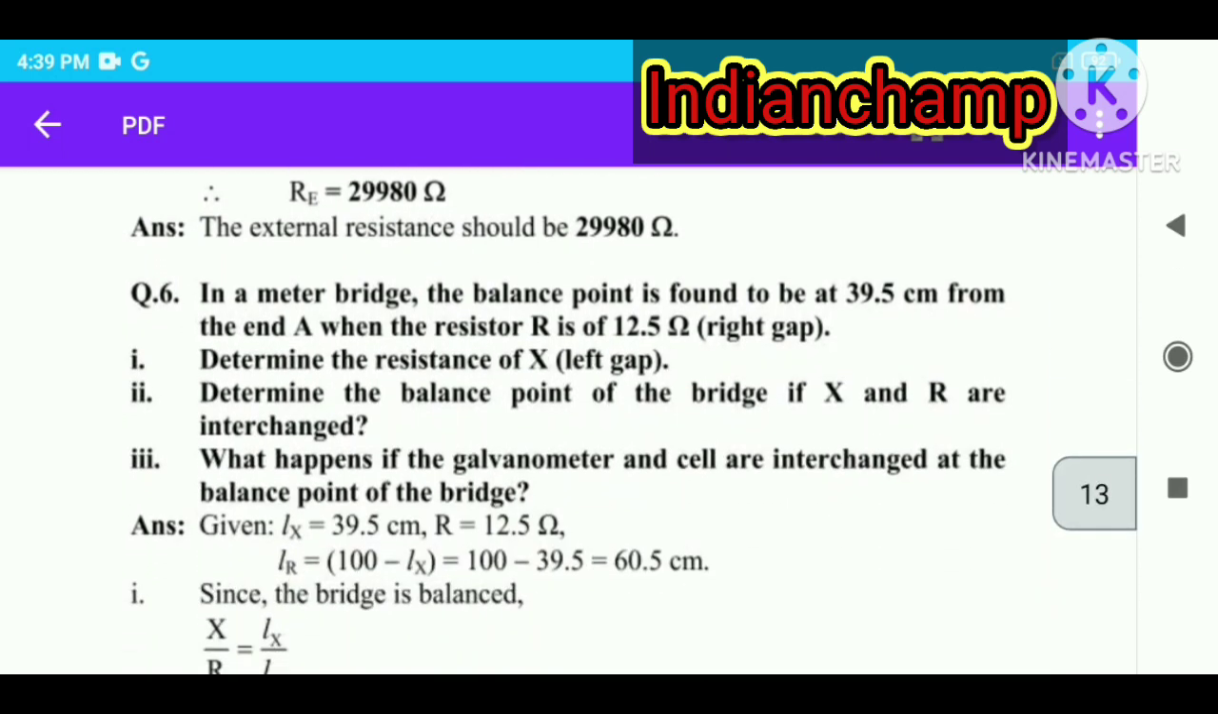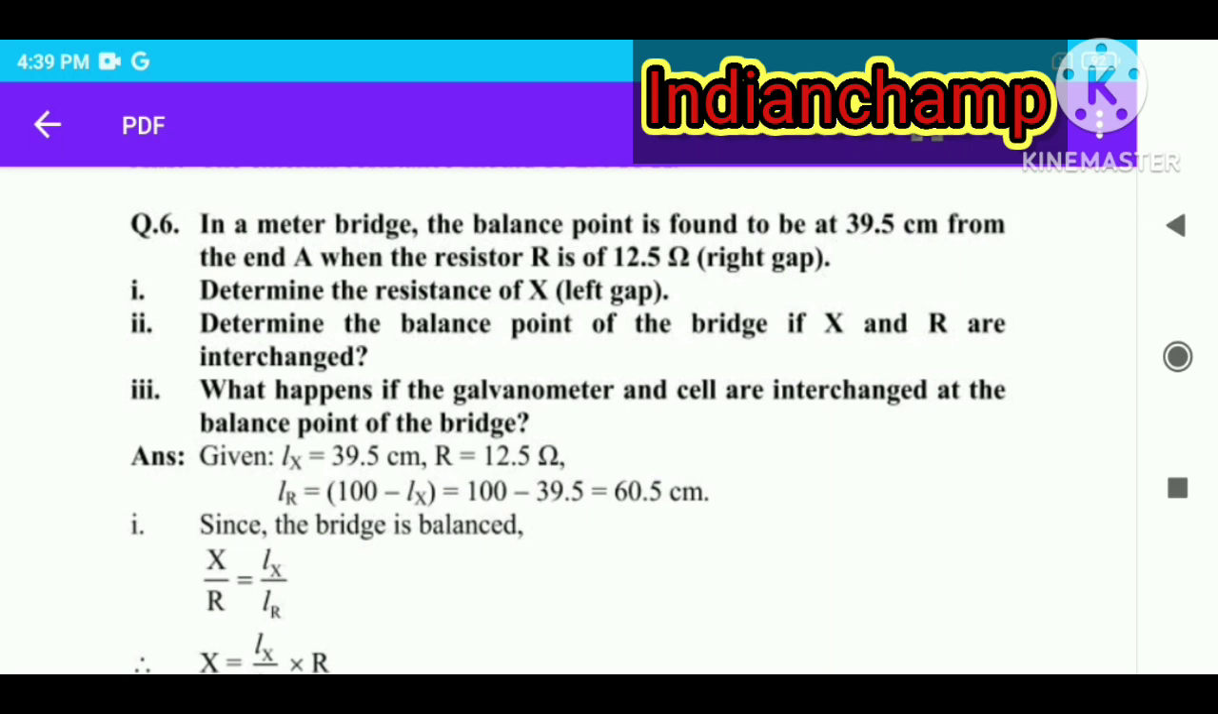Question number 6. In a meter bridge, the balance point is found to be 39.5 centimeter from the end A when the resistor R is of 12.5 ohm in the right gap. First, determine the resistance of X in the left gap. Second, determine the balance point of the bridge if X and R are interchanged. Third, what happens if the galvanometer and cell are interchanged at the balance point of the bridge?